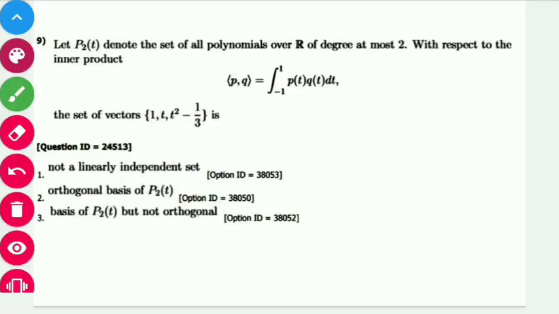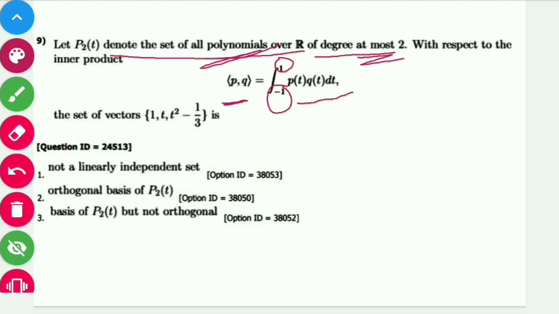In this video, we are going to solve some questions from 2019 and from 2015. So let us start. The first question is, let P2 denote the set of all polynomials over R of degree at most 2 with respect to the inner product. So the inner product of P with Q, where P and Q are polynomials over R, is just the integration from -1 to 1 of P(t) Q(t) dt.